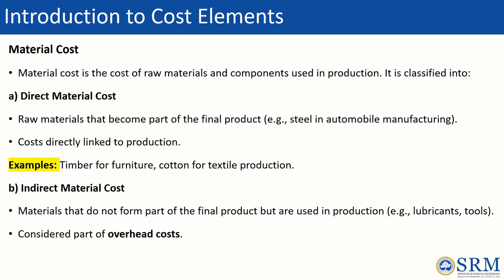So coming to the direct material cost, these are raw materials that physically become part of the final product, such as steel used to stamp an automobile chassis, timber for a desk or cotton for textiles. Next, the indirect material cost. These are materials consumed during the process that do not end up in the final product itself, such as machinery lubricants, cutting fluids or basic workshop tools. So these are categorized under factory overheads.